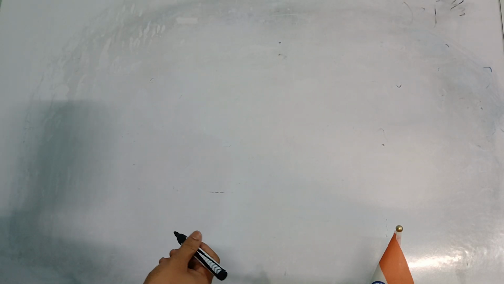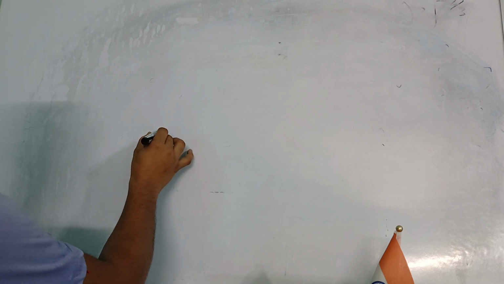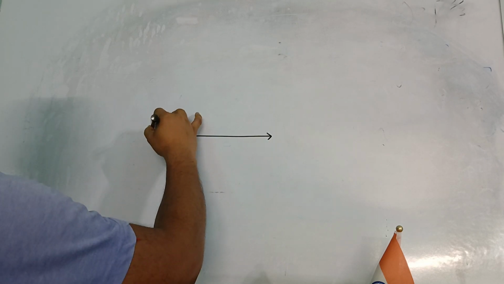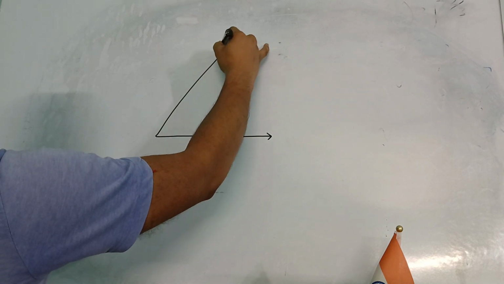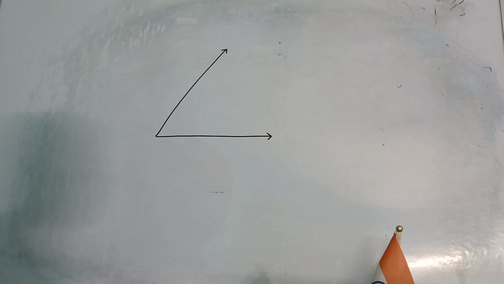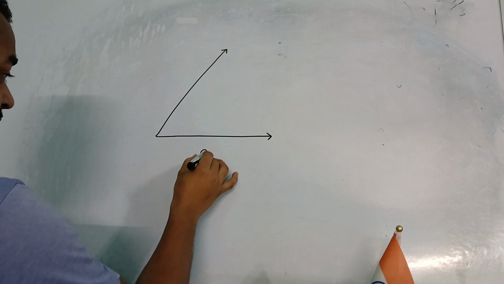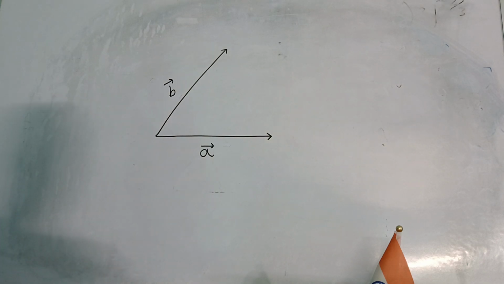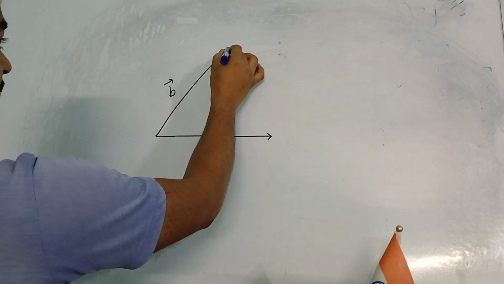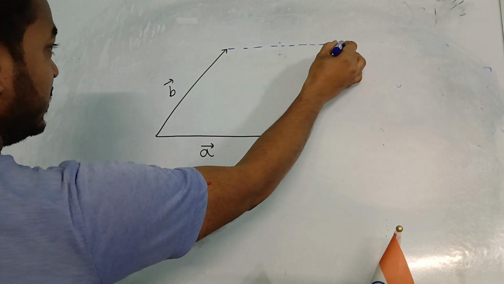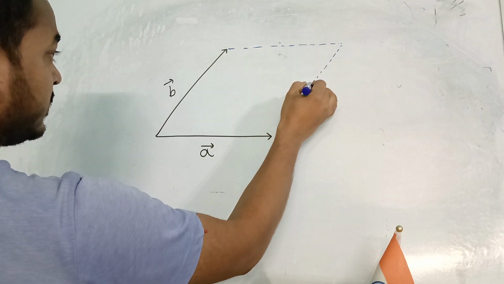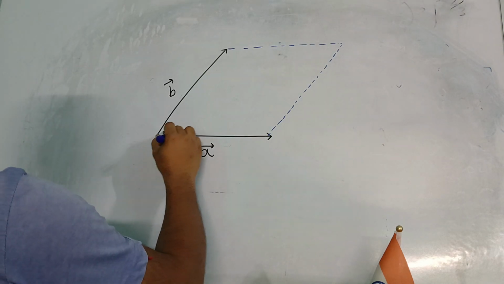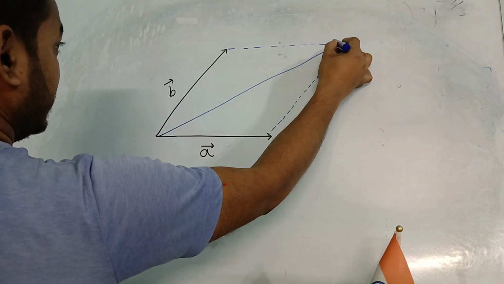Next, our work is to find the angle between vector A and the resultant vector. As we discussed, we have two vectors, vector A and vector B, or we can consider vector 1 and vector 2. What is the resultant vector? The resultant vector is the diagonal of the parallelogram. So this is the resultant vector.